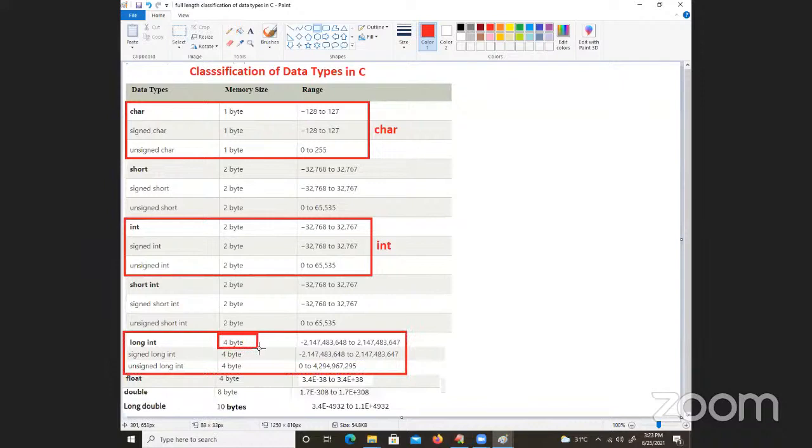Long int will take double that, 4 bytes. How do you calculate the 4 bytes? 2 to the power of 32. If I divide it, see the figure, how easy it is. Minus 2,147,483,648 on one side, and on the other side 2,147,483,647. One is extra on the negative side. It is like minus 32,768 and 32,767. Is it easy or difficult?